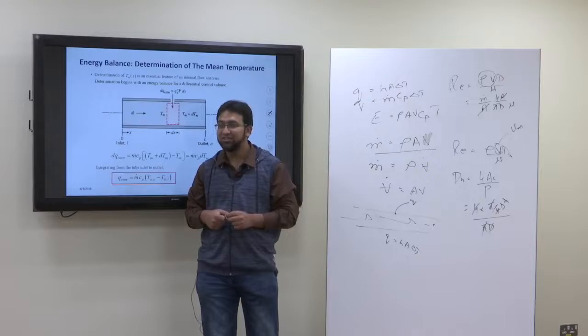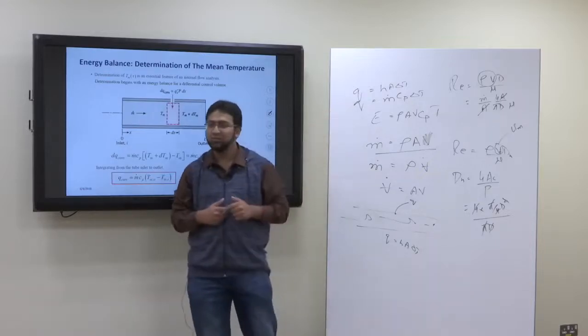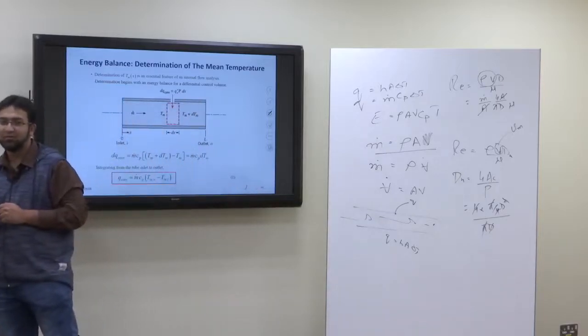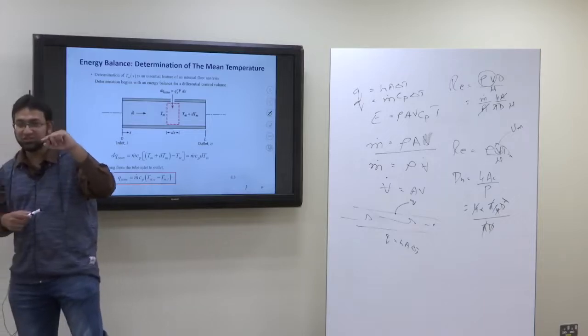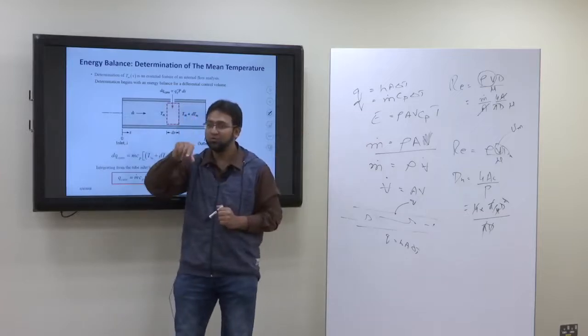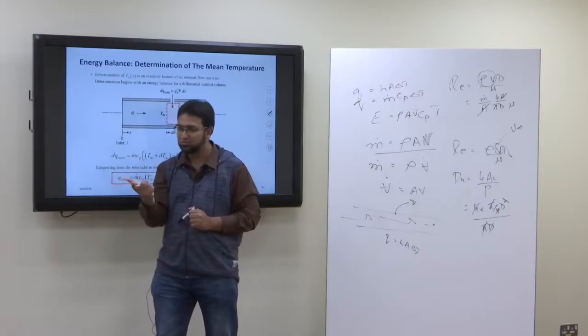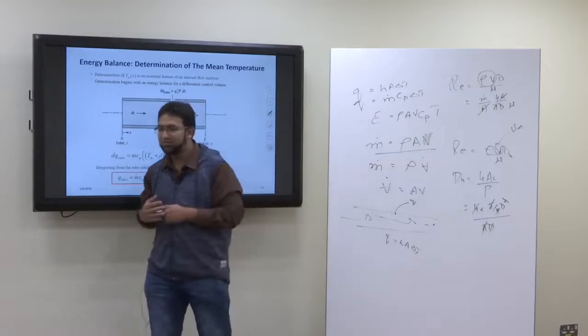But what about these delta T's? When we are saying hA delta T, what delta T do we mean? Q is equal to hA delta T, so that's the amount of heat convected from the pipe to the water. So the temperature difference between the pipe and the water is important, right? That is this delta T. What about this delta T, m dot Cp delta T?